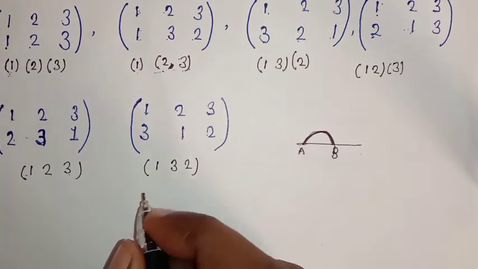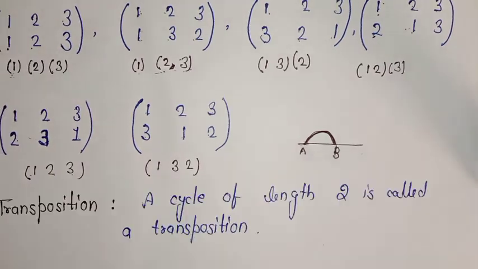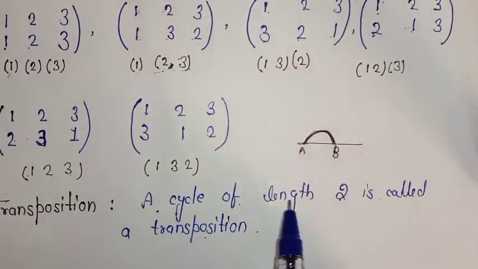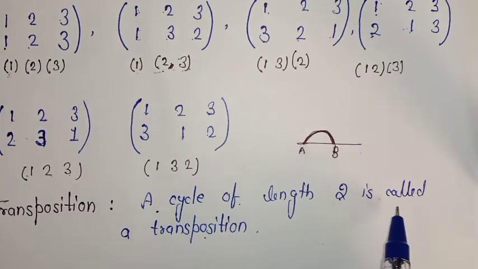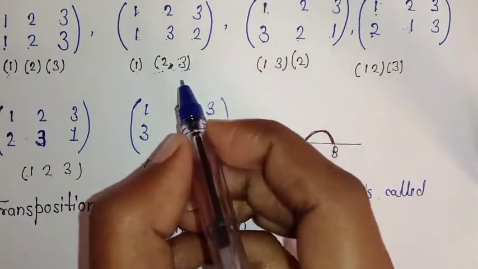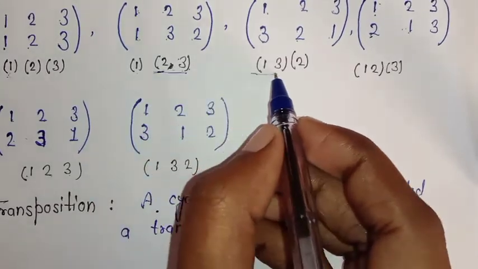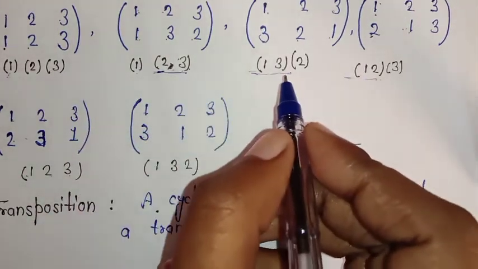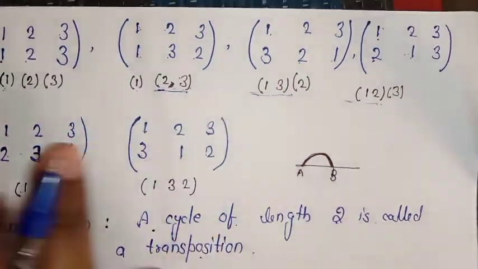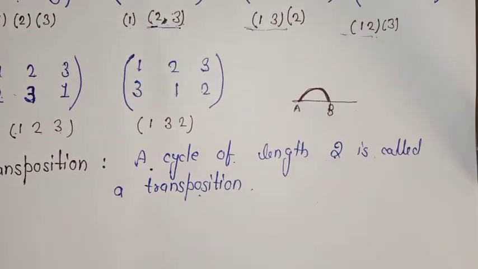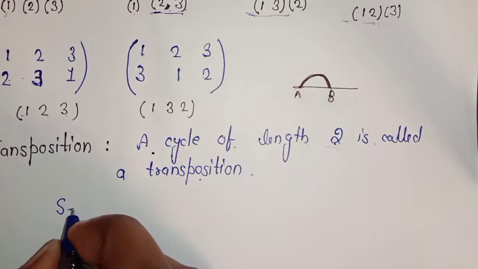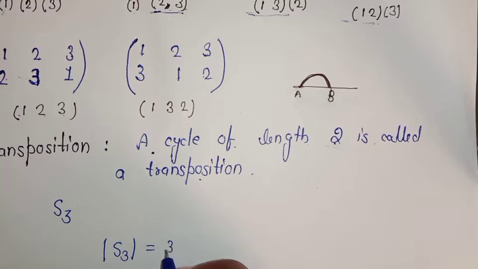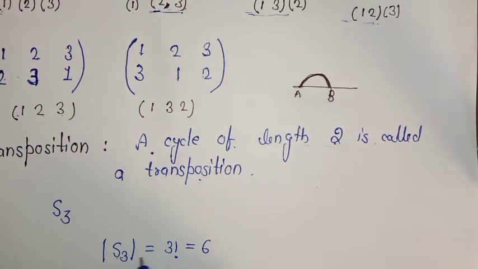Now we will learn what are the transpositions. A cycle of length 2 is called a transposition. That is, a cycle whose length is 2 is called a transposition. So if we see how many transpositions there are, this is a cycle of length 2, this is a cycle of length 2, this is a cycle of length 2. So there are 3 transpositions in S3, since we are writing the permutations of S3 here. How many elements are present in S3? I told you that the order of S3 is equal to 3 factorial, that is 6. So the number of elements in S3 is 6.